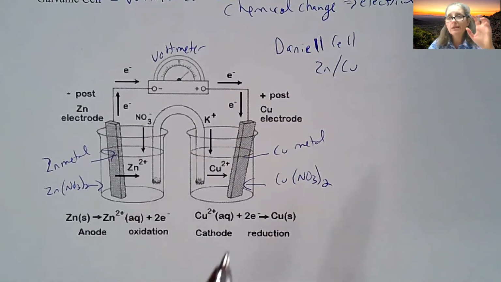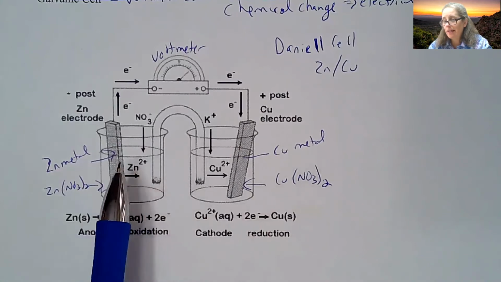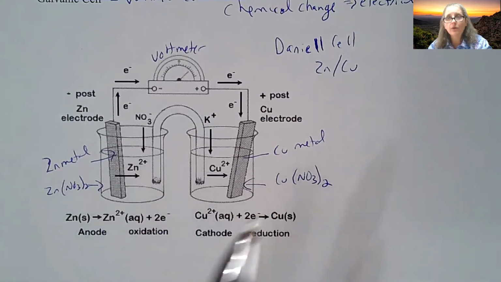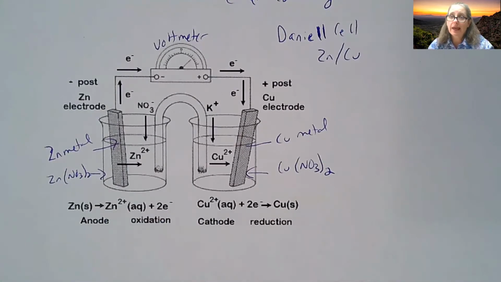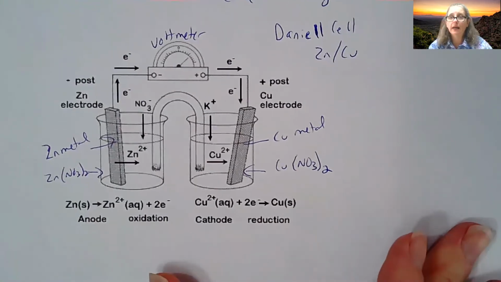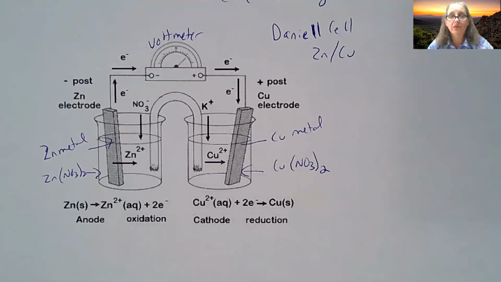Now, please note that typically you see on the left is the anode and the right the cathode, but the AP test likes to flip them sometimes. So don't think that that's always the way it has to be, because it doesn't have to be that way. Now, why is zinc undergoing oxidation? Why is copper undergoing reduction? We'll talk about that a little bit later on, or maybe in the next video.